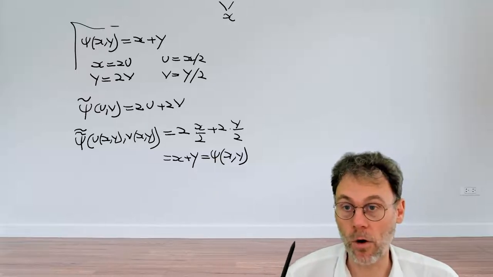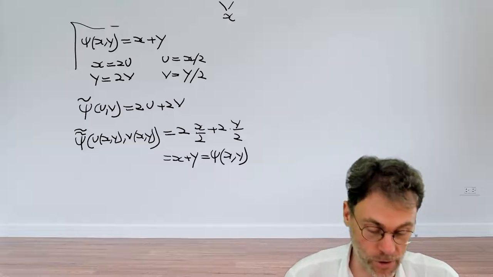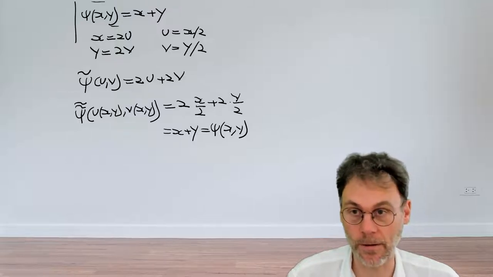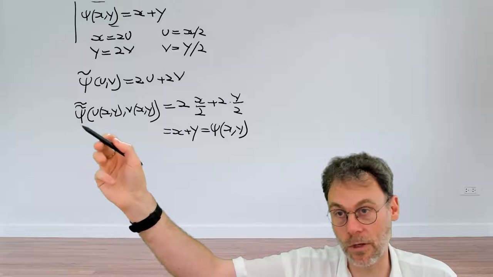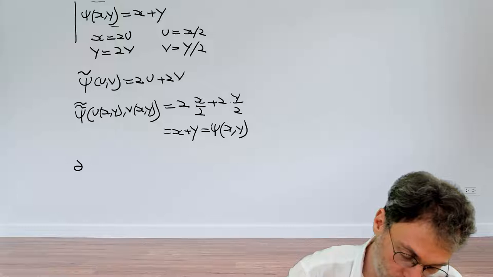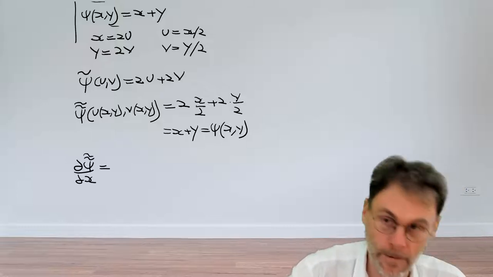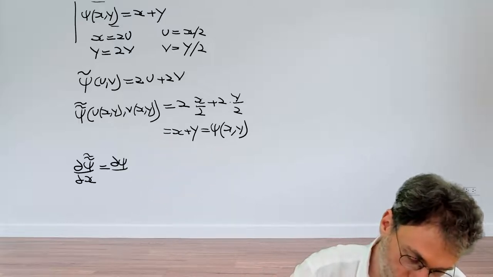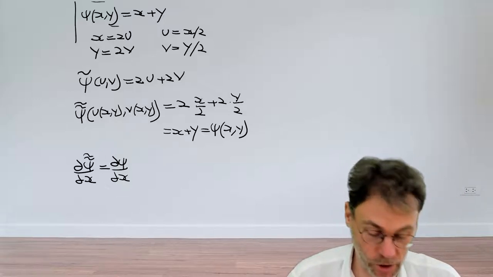Okay, so now hopefully it becomes a little bit more concrete what we're doing with that chain rule, because what we want to do now is calculate the original derivative of our function and also the derivative of psi double tilde, which is the same, with respect to x. So if we calculate the psi double tilde with respect to x, this thing should hopefully convince you that this is just the same as our original function with respect to x. So the way we do that is with the chain rule.